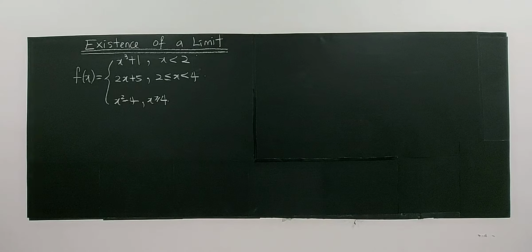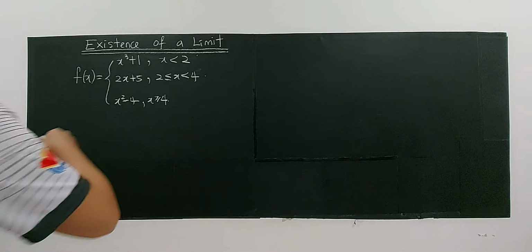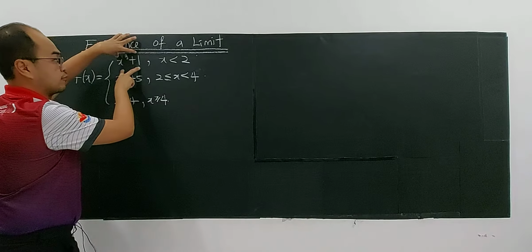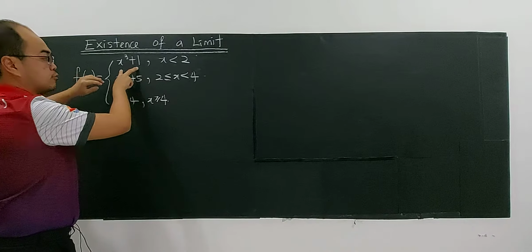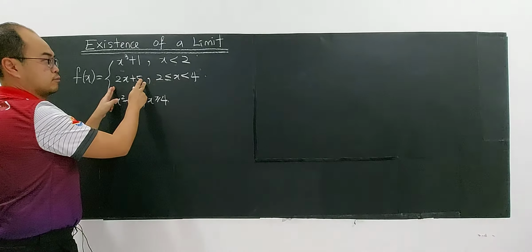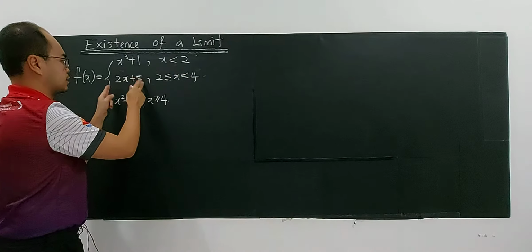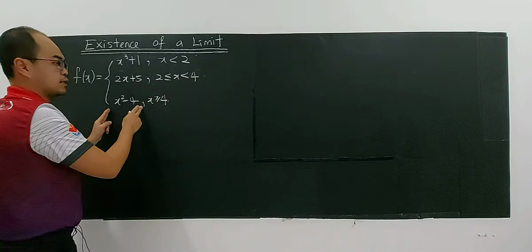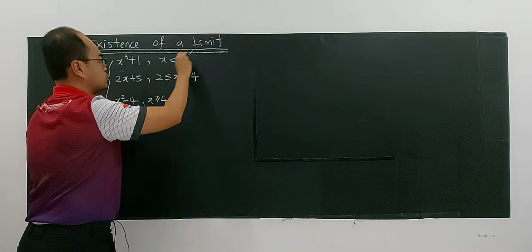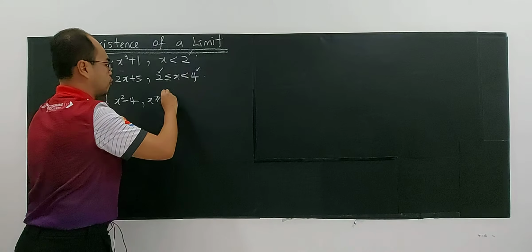And does the limit also exist at x equals 4? It means that there is a change of graph. Before 2, this is the graph. After 2, that is the graph. Before 4, there is a graph. After 4, there is another graph. Now we have to check the values of 2 and 4.